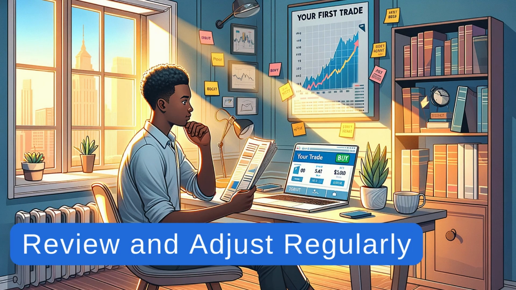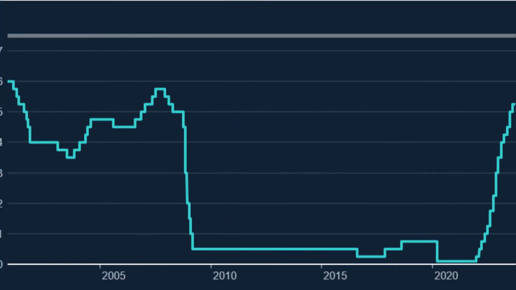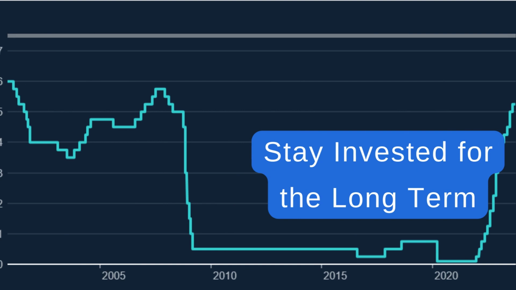7. Review and adjust regularly. Regularly review and adjust your investment strategy to account for changes in inflation expectations, economic conditions, and market trends. Rebalance your portfolio periodically to maintain your desired asset allocation and ensure that it remains aligned with your investment goals and risk tolerance.